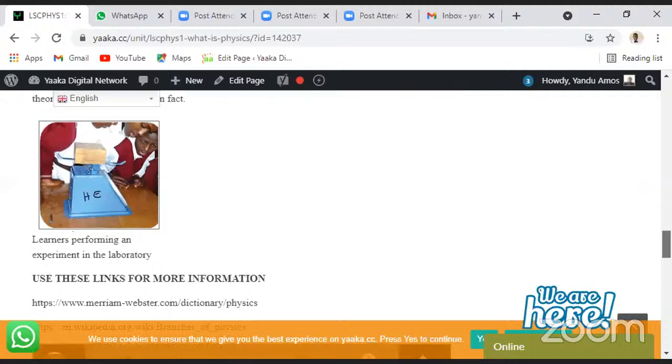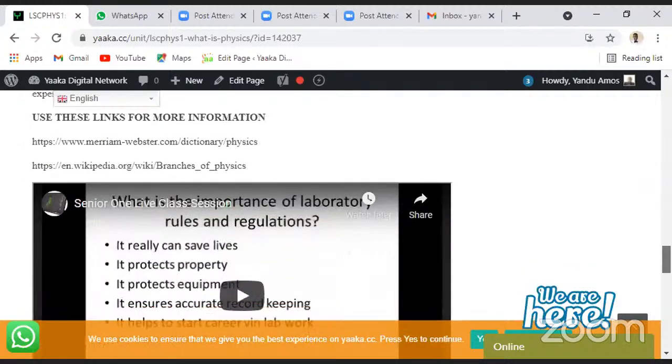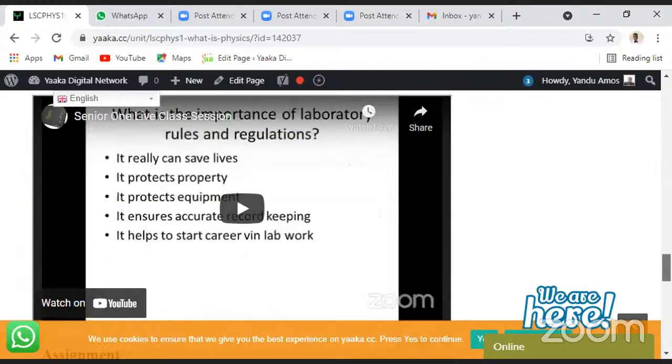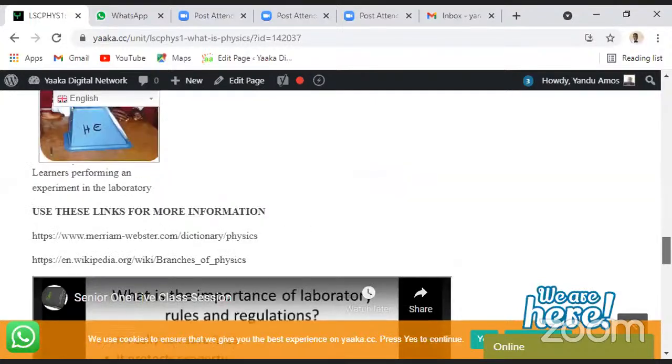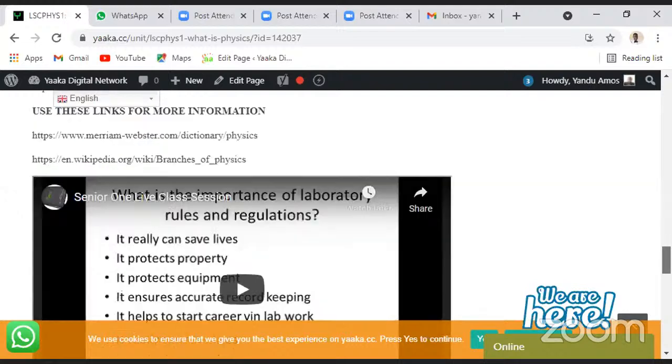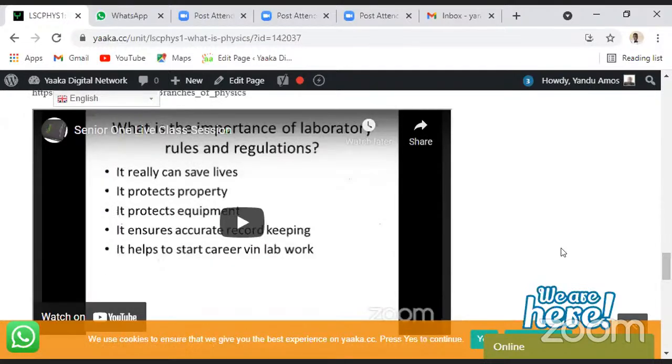I think after this, we have those other links there. Someone was saying you missed the other lesson. I have one of the lessons here that I've been able to put for you, one of the 3 lessons that we were able to cut out on the laboratory. What is the importance of laboratory rules and regulations? This was, I think, our last lesson for that unit. So it is a video. When you watch, I think you'll be able to get fully what that lesson is all about.